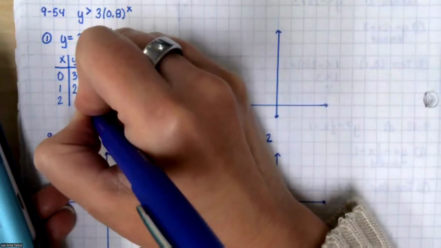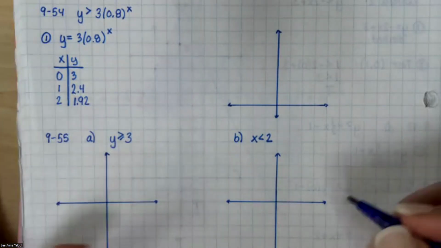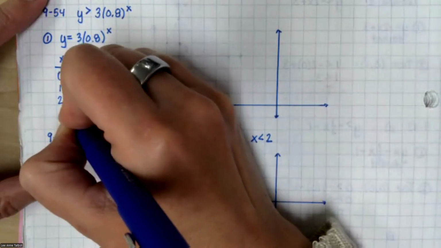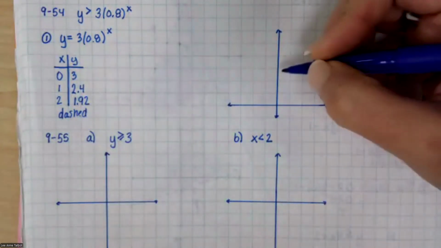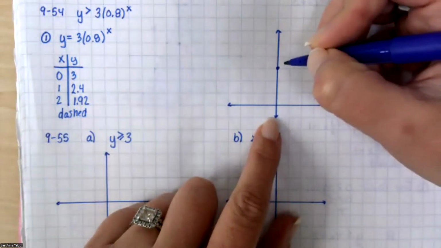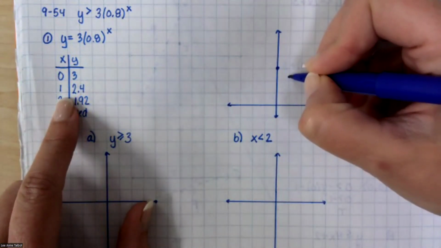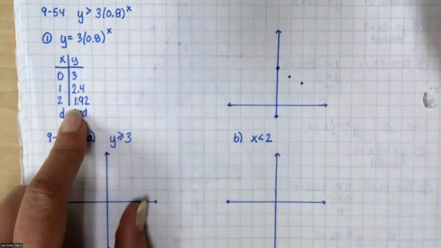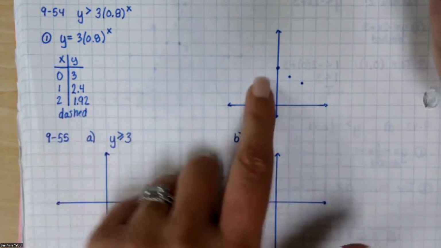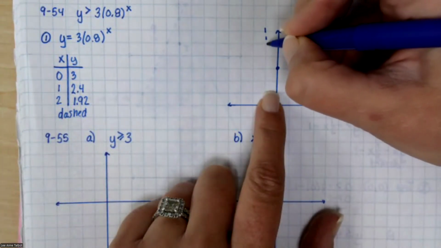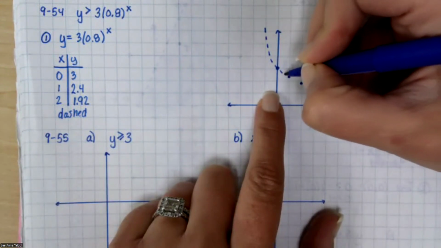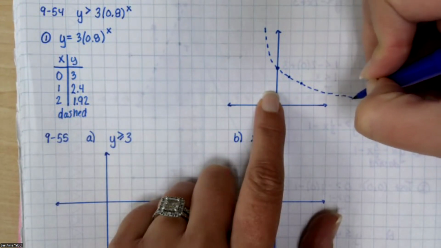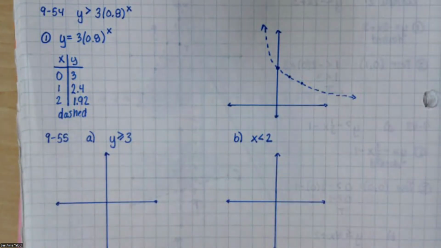This will give me enough points to where I can sketch in the graph, but I do need to decide if it's dashed or solid. Dashed. Okay, great. Okay, so I'm going to go 0, 3, 1, 2.4, 2, 1.92. I can see the curve starting to happen. And then I just sketch my curve in.